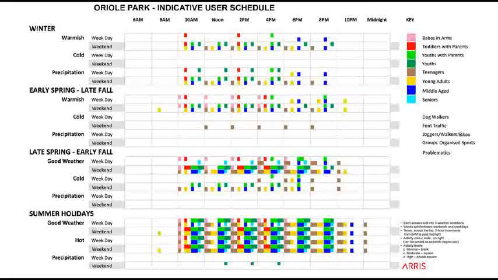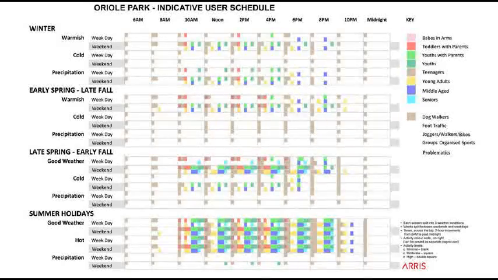Now I've taken all these different users and put the mosaic together, and what it describes is generally an intensity of use. We see here that the summertime is the busiest, and the shoulder seasons of late spring and early fall with good weather, particularly on weekends, account for considerable activity.